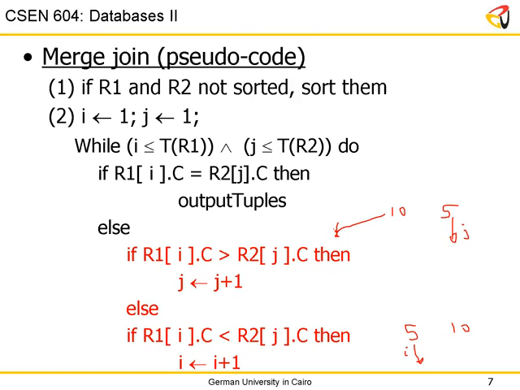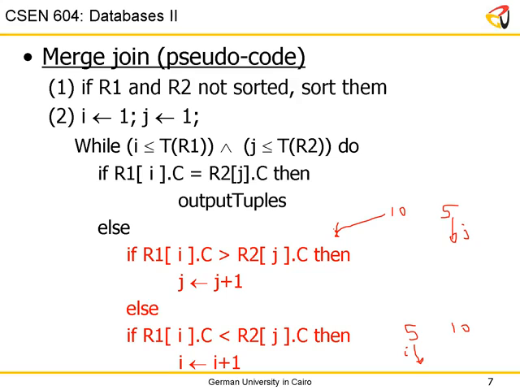So if R1 of i.c is greater than R2 of j.c, if the column on the left is greater than the column on the right, then I will increment the j. Else, if R1 of i.c is less than R2 of j.c, if the column on the left is less than the right, then I will increment the i.